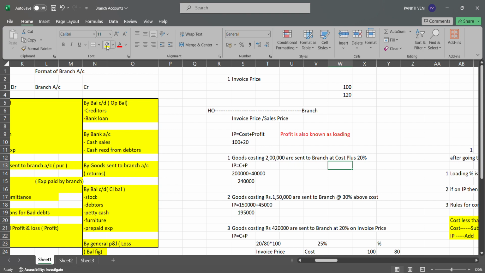So it is very simple. You have to take your invoice price. The formula for invoice price is cost plus profit. So how will you calculate this? 2 lakh plus 20%, so your invoice price will be 2 lakh 40,000.